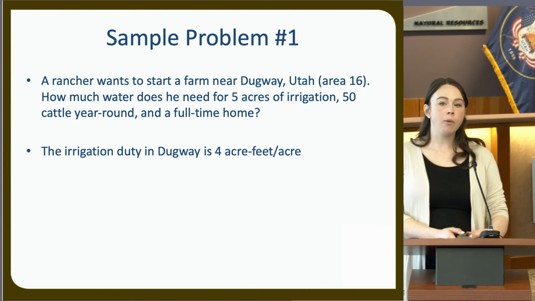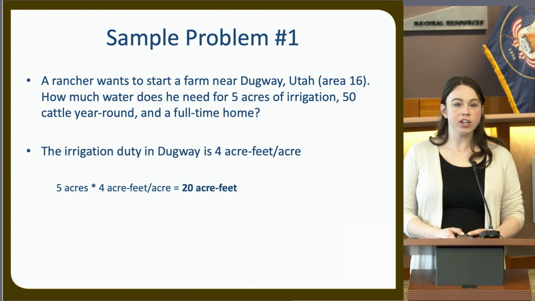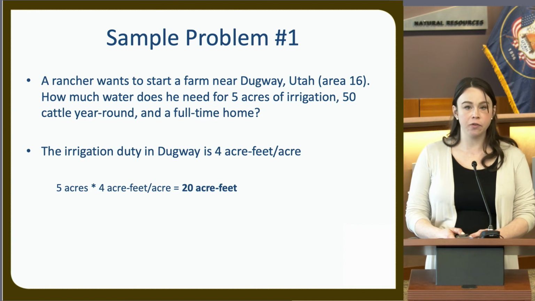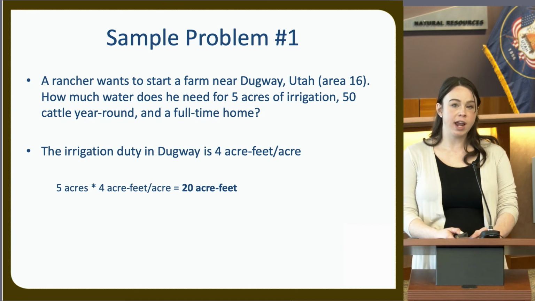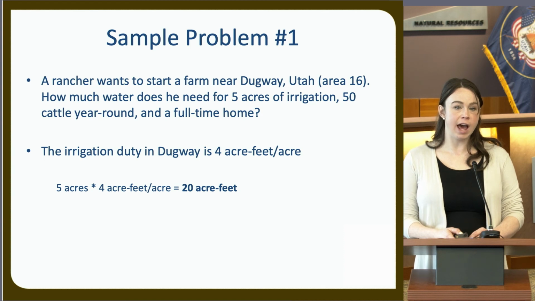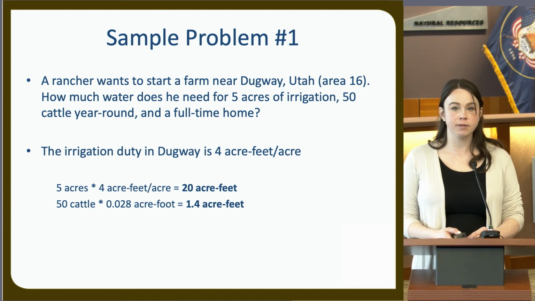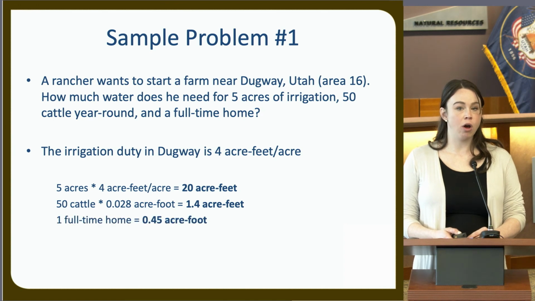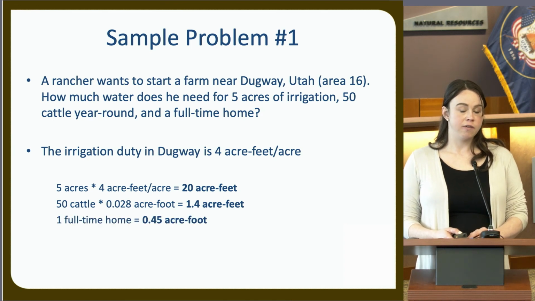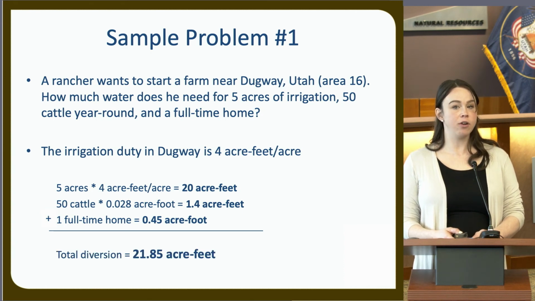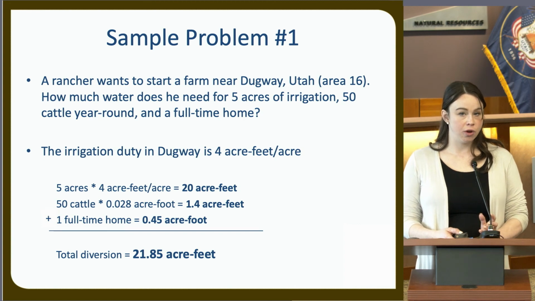So first off, I want to figure out how much water he needs for that irrigation. So he wants 5 acres of irrigation. I'm going to multiply that by the 4 acre-foot duty to find that he needs 20 acre-feet for that. The 50 cattle, you're going to multiply that by that fixed number of 0.028. He needs 1.4 acre-feet for that. And then the full-time home we know is always 0.45 acre-feet. So if I add that all together, he needs 21.85 acre-feet if his intention is to use 5 acres of irrigation, 50 cattle year-round, and the full-time home.